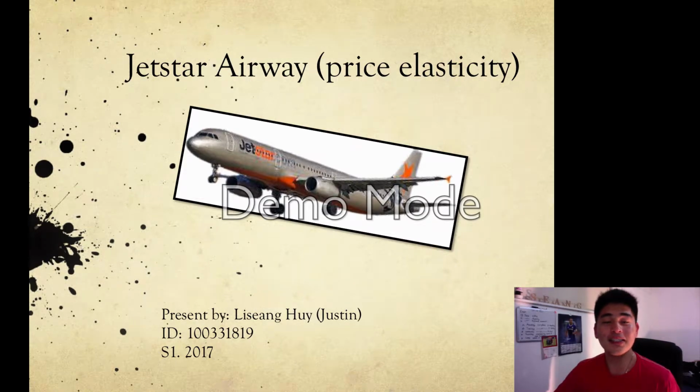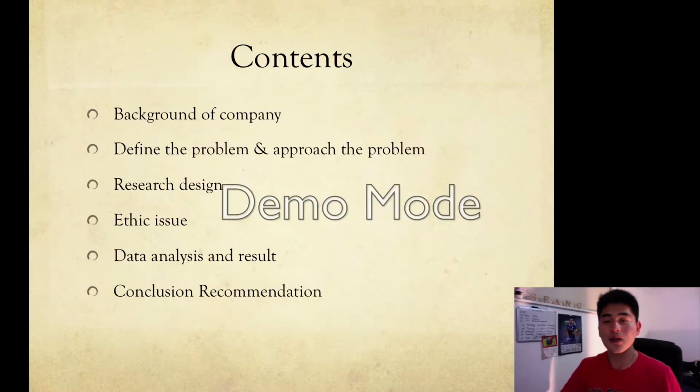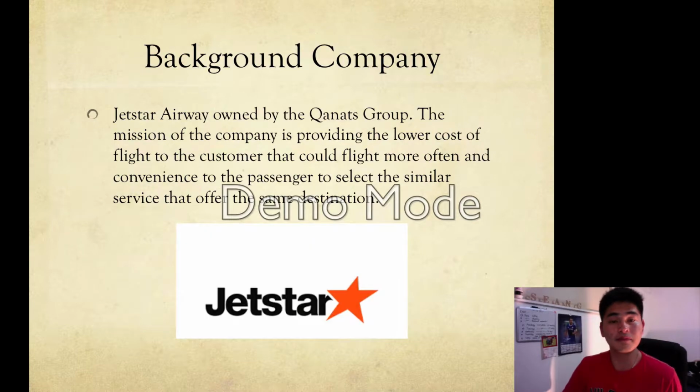My name is Justin. Today I would like to present about Jetstar Airways based on price elasticity. Before I commence my presentation, I would like to introduce the content that I will cover. First is the background of the company. Second is defining the problem and approaching the problem. Third is research design. The next is ethical issues. The next step is data analysis and the result. And the last one, conclusion and recommendation.